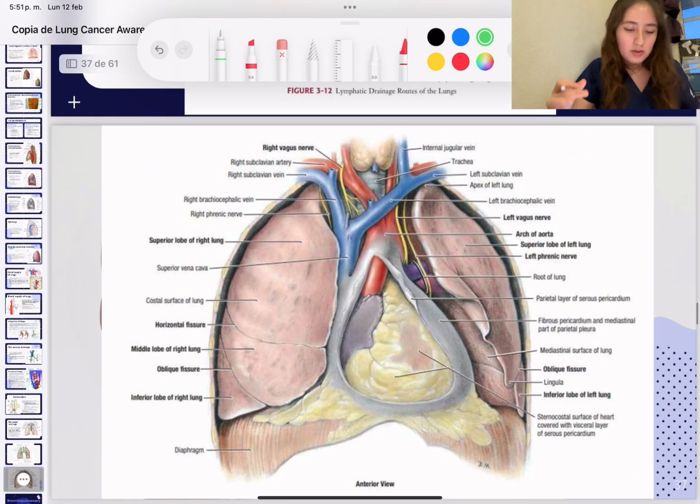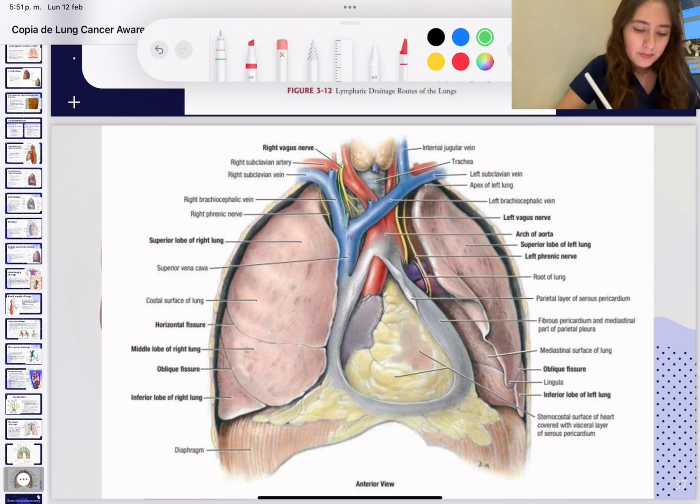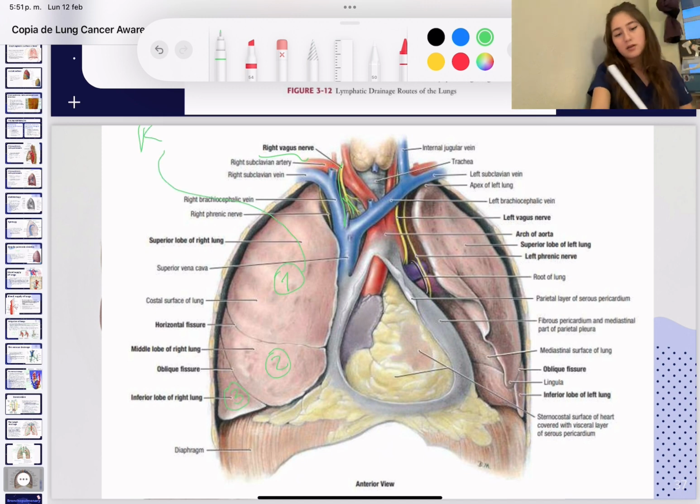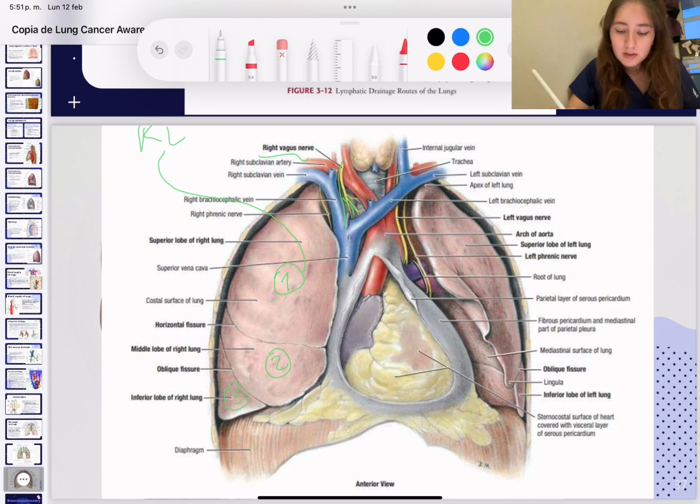Here we have also another picture. We can recognize the vagus nerve. We can recognize the superior lobe, the middle lobe, and the inferior lobe, which means that this is the right lung. Here we have the superior lobe of the left lung, but it's also covered by the pleura, so we cannot see the separation.